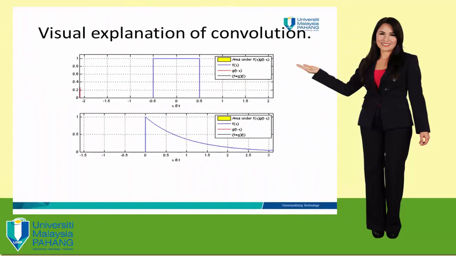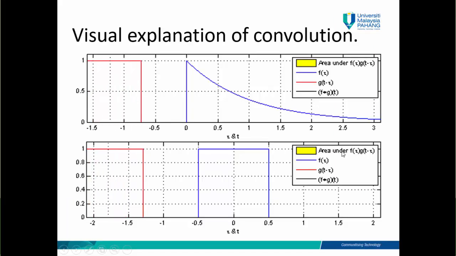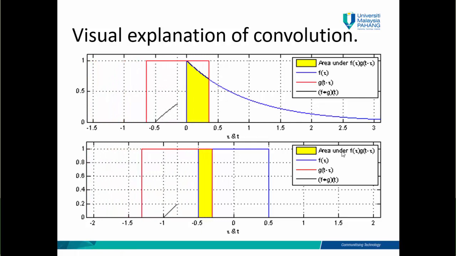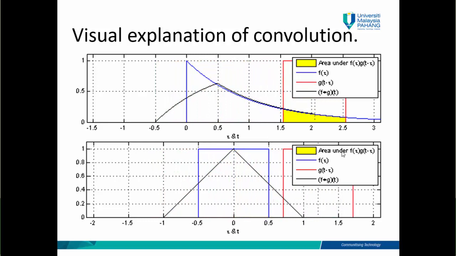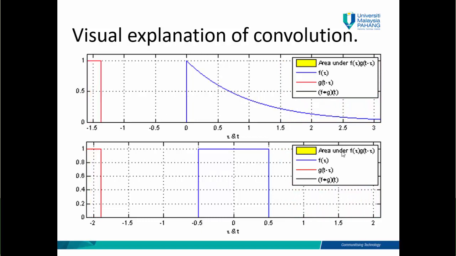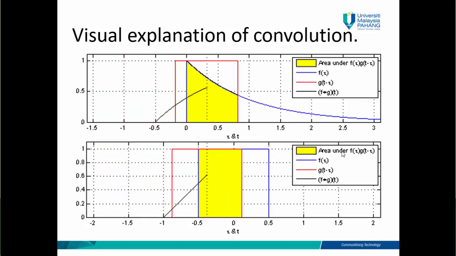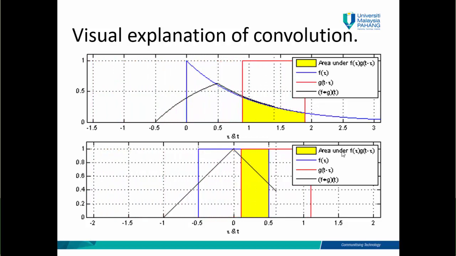This slide shows examples of the visual process of convolution between two signals. The first figure shows convolution between exponential signal f(t) in blue color with rectangle signal g(t) in red color. The signal g(t) is folded and shifted. Then we integrate both signals and get the convolution answer in the black colored signal. The second example shows the convolution between two rectangle signals.